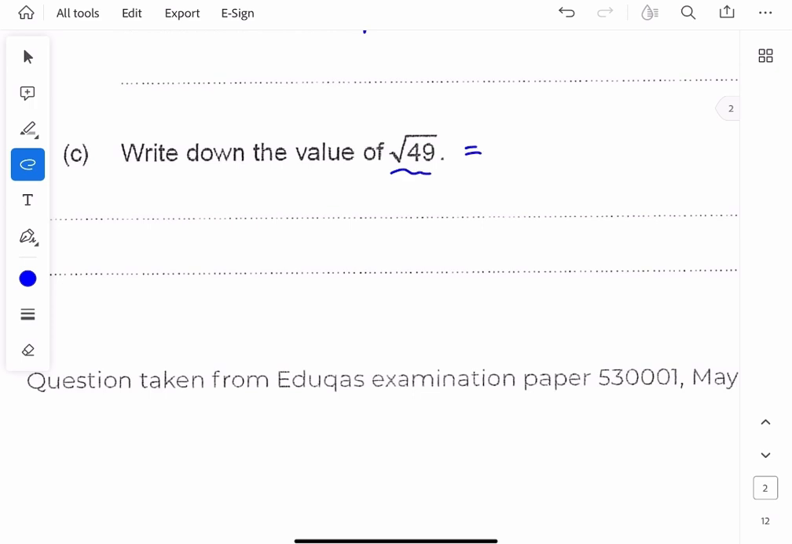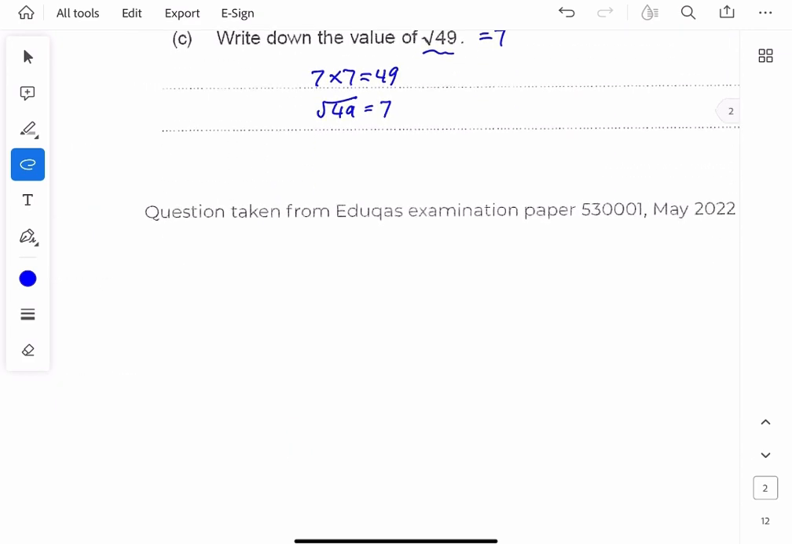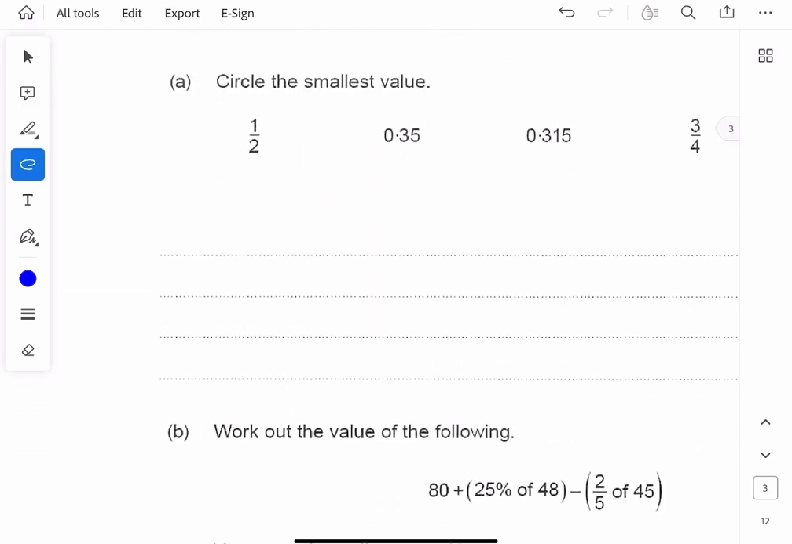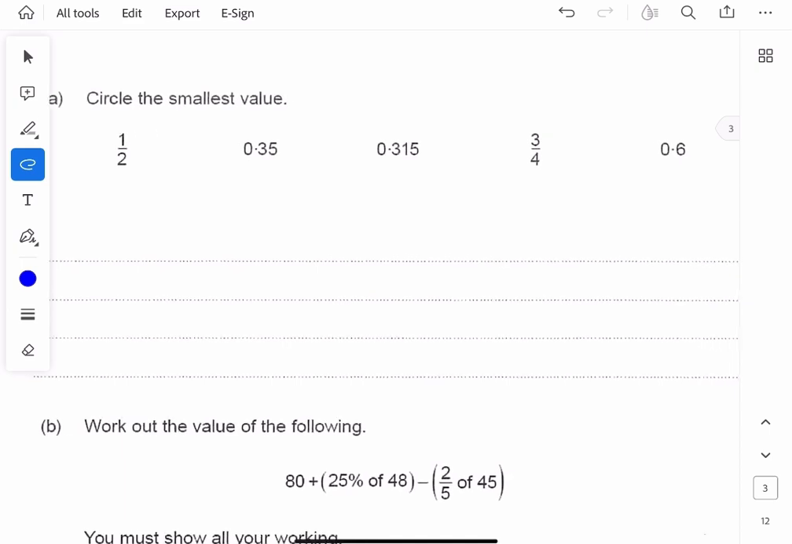So square root of 49 is 7, because that's the reverse of 7 squaring. So if you do 7 times 7, that gives you 49, the other way around will be square root of 49. So it helps you if you know all your square numbers, up to 100 at least, or 15 even better.